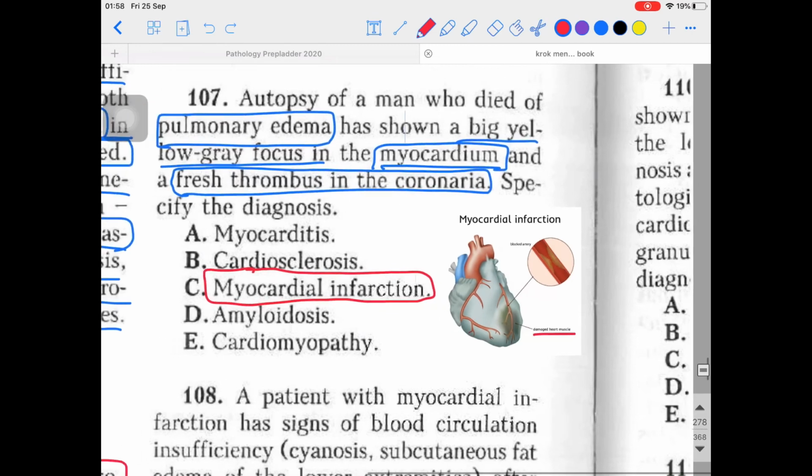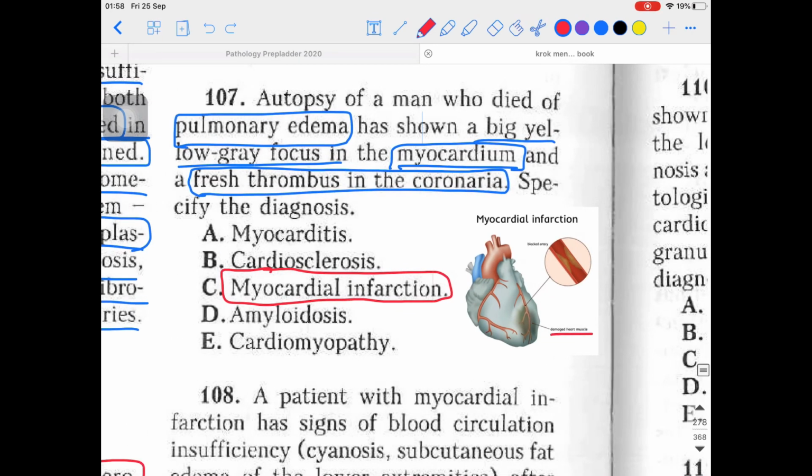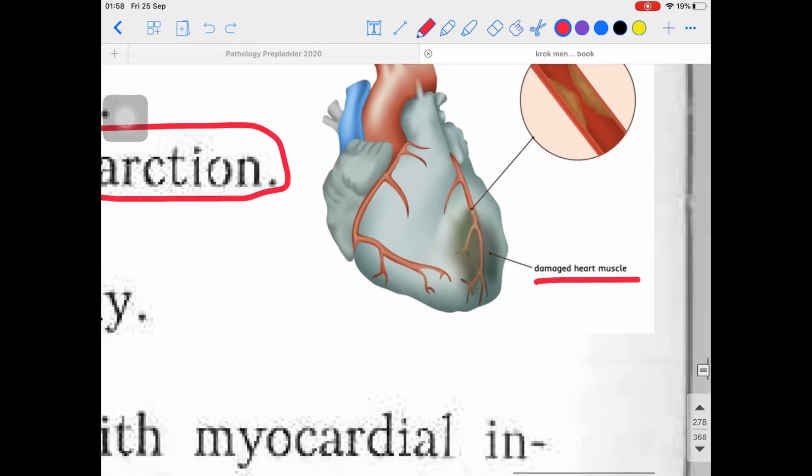So in that case they said that a big yellow gray focus will be seen over here due to the ischemia, due to the necrosis which will be happening over that particular area. If this ischemia is not resolved for a longer time, then this area will get bigger and bigger and bigger. And the person's morbidity rate will be increasing, and the chances of mortality will be increasing as well. Obviously. So I hope you got my point. So that is the case over here.